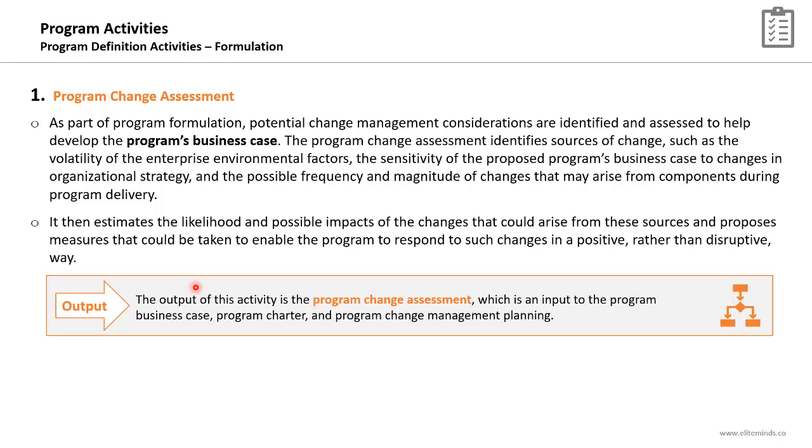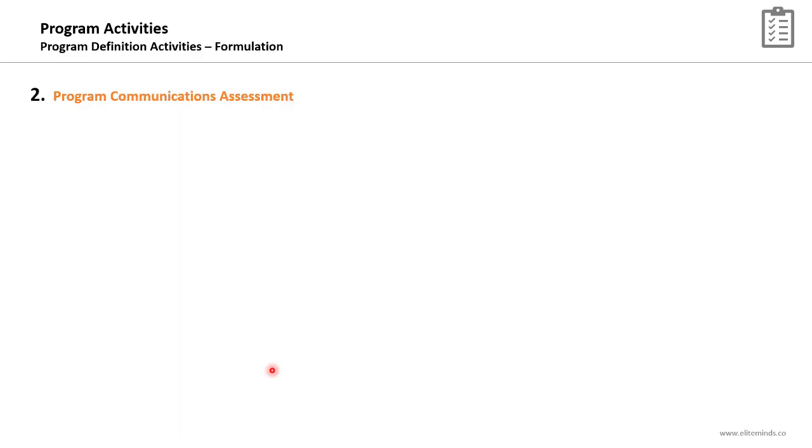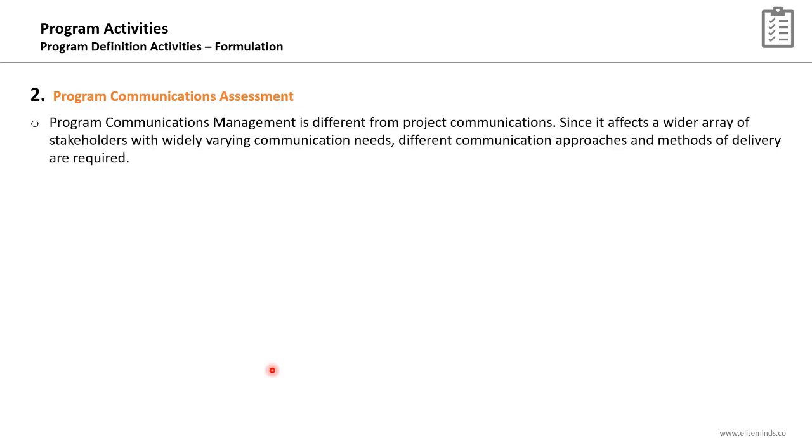The key output of this supporting activity will be the program change assessment that will be an input to the program business case, program charter, and program change management planning. So it's a very important output that will be used as an input for 3 other artifacts. The second supporting activity is the program communications assessment.